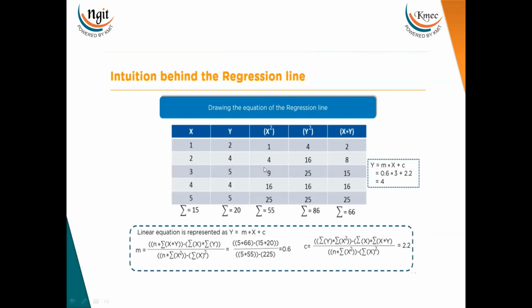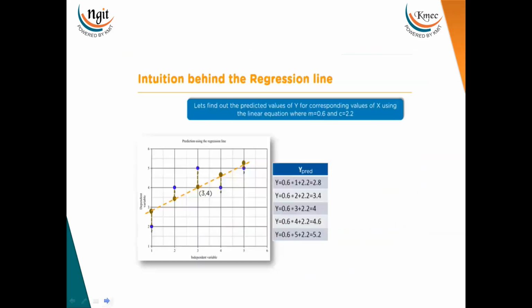So this m and c value we'll keep in this equation and we'll find what is my y predicted when your c is 2.2 and m is 0.6. So for every value of x, we are trying to predict the value of y. Okay, and we are keeping the value in this y equal to mx plus c, and we are getting different y predicted values, and these predicted values we are keeping in the graph. So these blue dotted lines are representing the actual value and the brown dotted values are representing the predicted value.